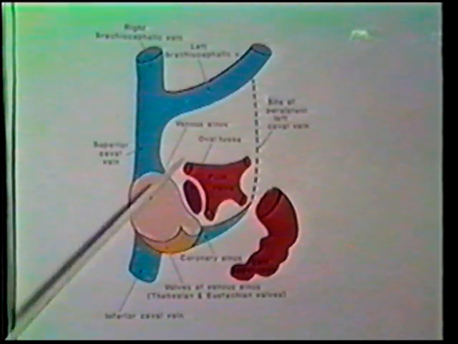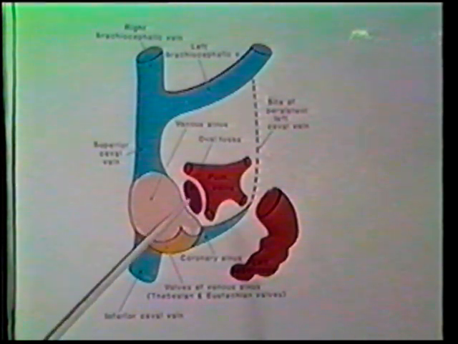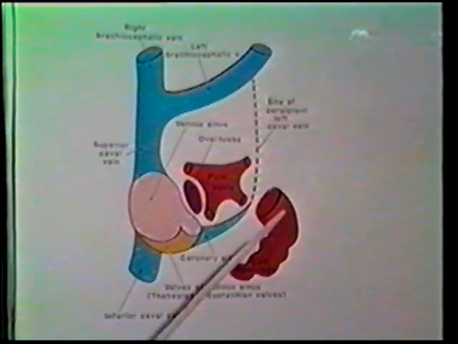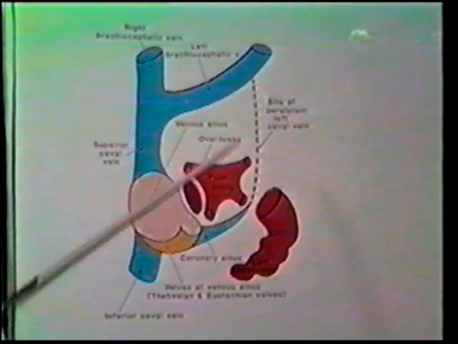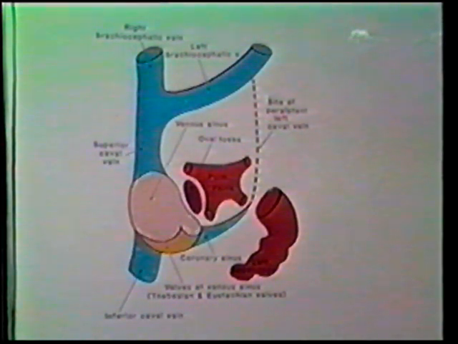The oval fossa is depicted in purple here, and on the left side we have the pulmonary veins entering the left atrium. In dotted line we have the site of the persistent left superior caval vein, but this is usually obliterated or ligamentous, leaving just the coronary sinus to open into the right atrium.